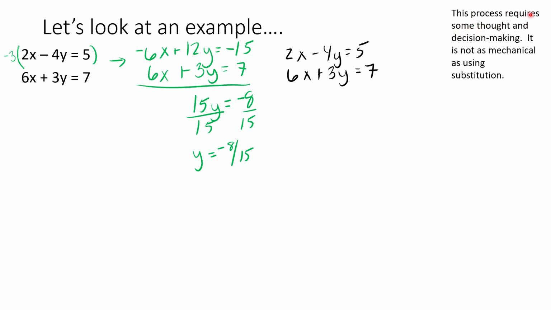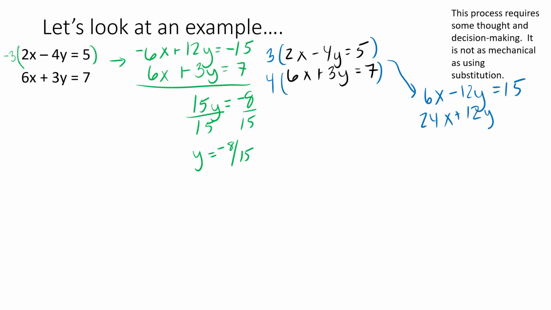It requires some thought. You got to look at it and say, what do I think I need here? So in this case, we're going to multiply that top equation by a 3, because that will give me a -12y. And we're going to multiply the bottom equation by a 4. That is going to give me a +12y. And I'm going to run out of space right here, so we'll kind of do a diagonal arrow. So that's going to give me 6x minus 12y equals 15 for the top equation, and 24x plus 12y equals 28 for the bottom equation.